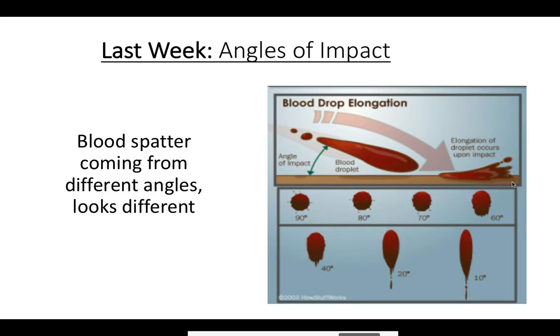So last week we learned about blood angle of impact of drops and how when blood is dropped from straight above, there's probably a much more circular shape to that blood spatter. However, when it hits at different angles, they have more oval or elongated shapes, as you can see here, right? 90 degrees, very circular. And as we get at higher and higher angles, or lower if you'd like to say, you have a much more extreme shape.